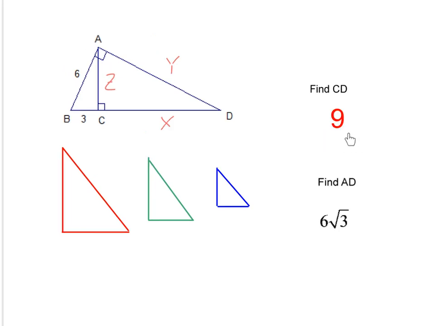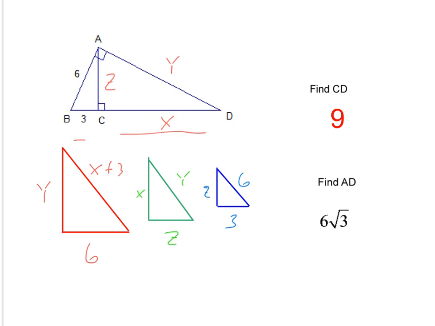Okay, you should have had an answer of 9 for CD. That was our x, and you should have found our y was 6 root 3. If you need a little help, I can show you what I did to get those answers. For my big red, my short leg was 6, my long leg was y, and my hypotenuse is x plus 3. For my medium green, my short leg was z, my long leg was x, and my hypotenuse was y. And for my little boy blue, my short leg was 3, my long leg was z, and my hypotenuse was 6.